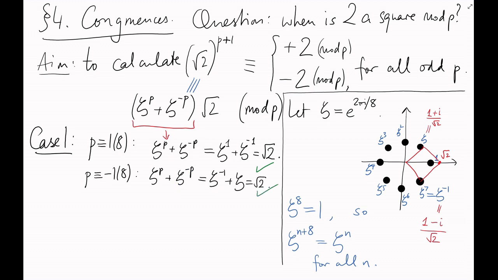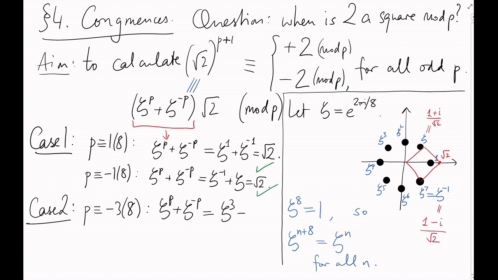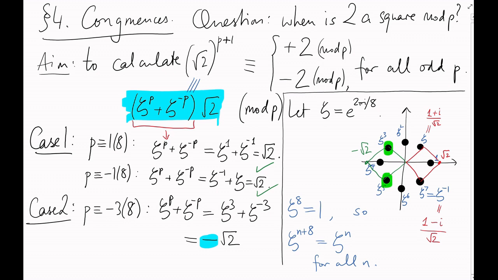On the other hand, if p is 3 or minus 3 mod 8, then zeta to the p plus zeta to the minus p is just zeta cubed plus zeta to the minus 3, which we can calculate or read off from our diagram, is minus root 2. So in these cases, this expression is minus 2. So 2 is not a square in these cases.